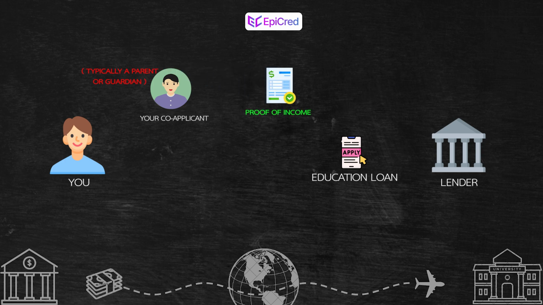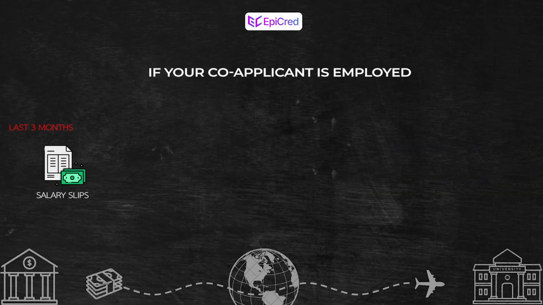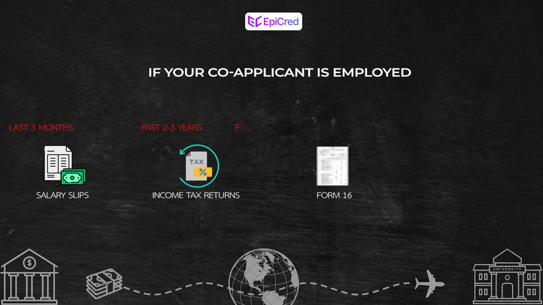When applying for an education loan, your co-applicant, typically a parent or the guardian, will need to provide the proof of income to support the loan application, and if your co-applicant is employed, they'll need to submit the salary slip for the last 3 months, income tax returns for the past 2-3 years and Form 16 for the salaried individuals. Additionally, the bank statements for the last 6 months are required to show the financial stability and the regular income of the co-applicant.